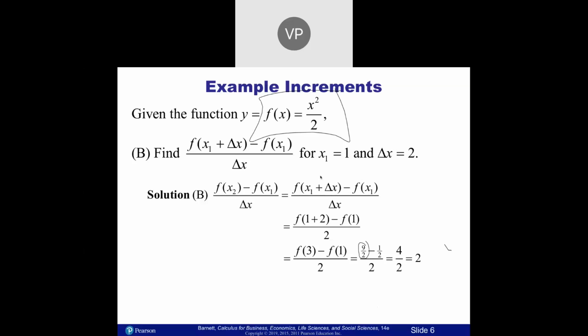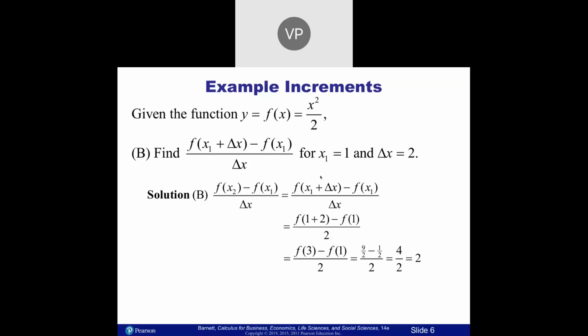That's that part right there. Minus f of 1, that's 1/2 right there, divided by 2. So on the top, we get an 8/2, which is a 4. 4 over 2 is a 2. And that's our answer right here. And remember, that is basically the slope of the secant line connecting the 2 dots.